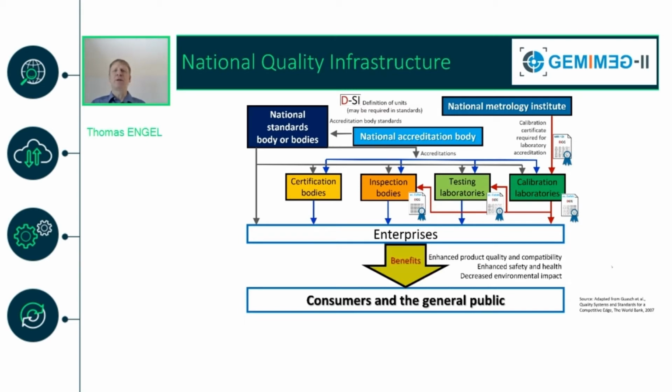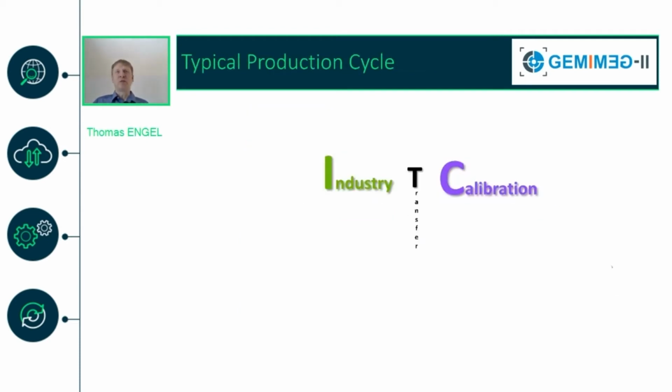In the end, it is used in the companies as a benefit to the customer to secure the product quality and, of course, the compatibility when different suppliers are in the supply chain. In fact, it also enhances safety and health, and it decreases environmental impact. That's a general aspiration, and I think most of you have comparable structures in your own countries. What is a typical production cycle? So where to bring in the concept of the GEMIMEG project? Looking at the artifacts and a representation of a measure or a unit, we start with a calibration. When this is done, measurements are performed for the calibration.